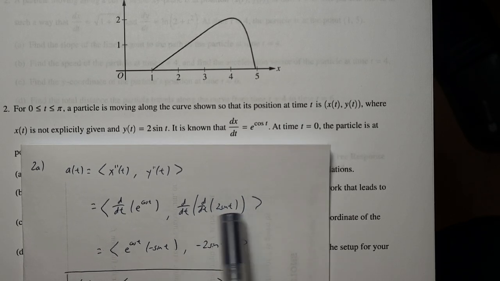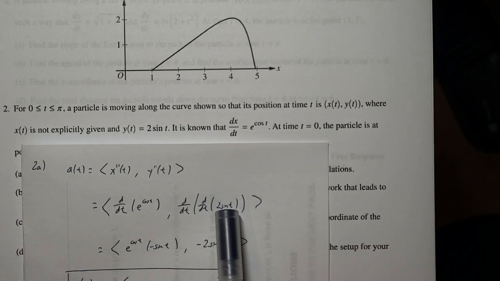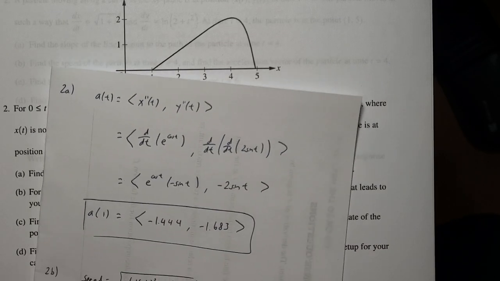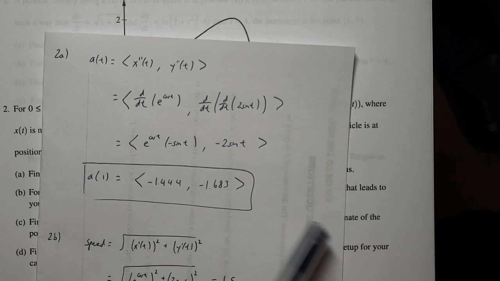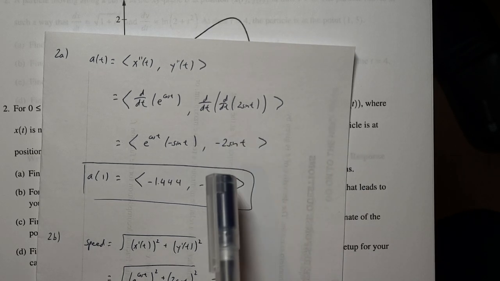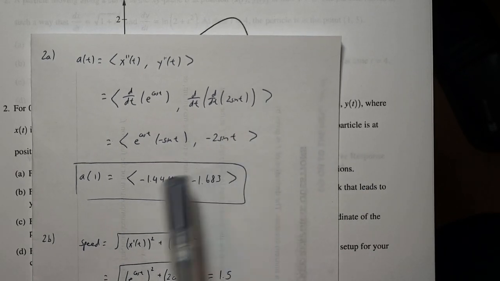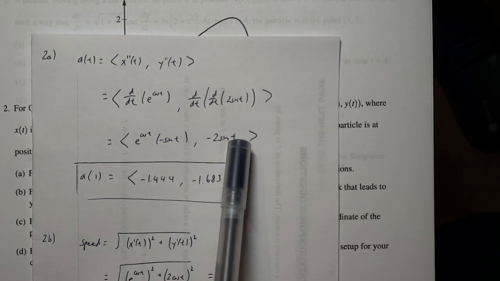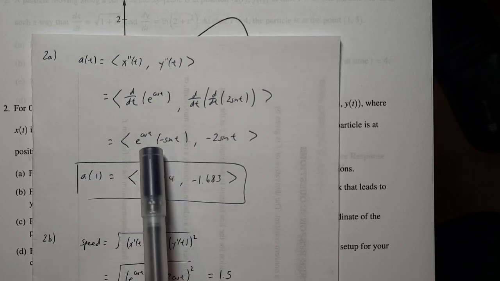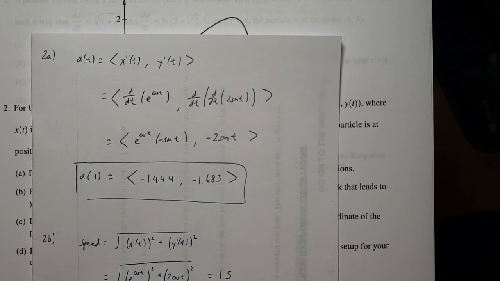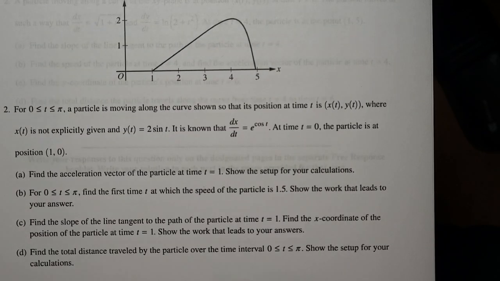I'm not sure if you need to show the derivative of 2 sine t. I just did it all in my head. I would show the work if you have time, but honestly, if I were to grade, I wouldn't be too picky. The scoring guidelines weren't very clear either, so I'll leave it up to you. But this is the acceleration vector. So a of 1 is you plug in t equals 1, and you need a decimal answer, so plug into your calculator.